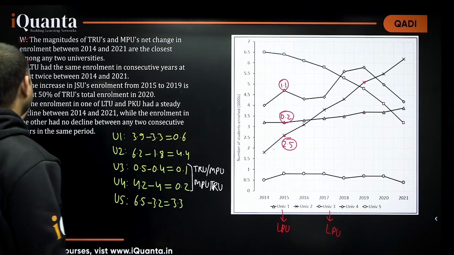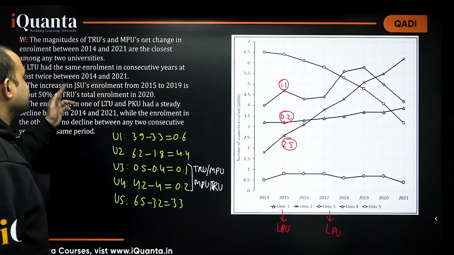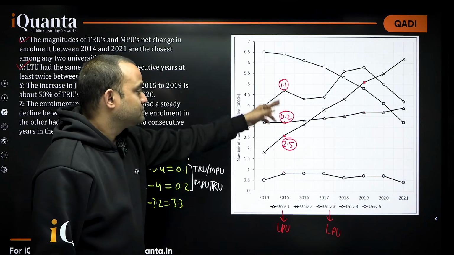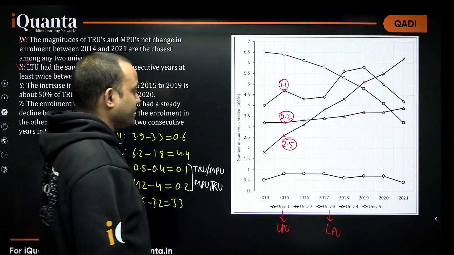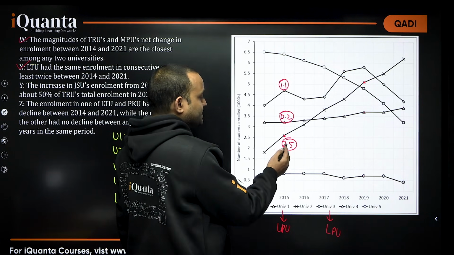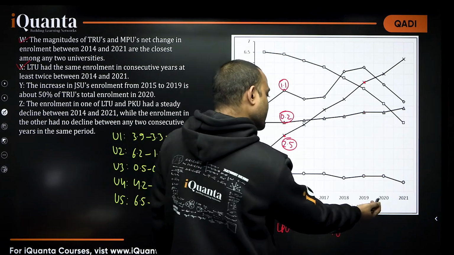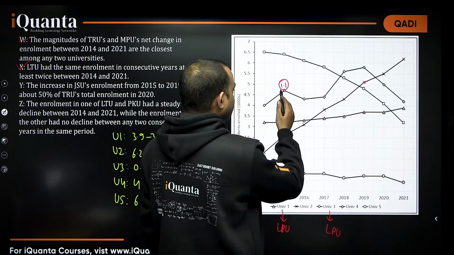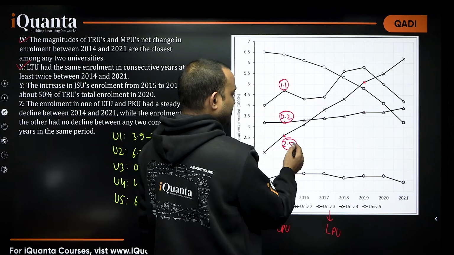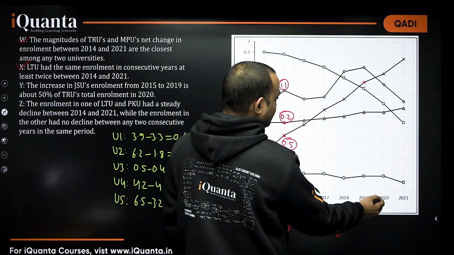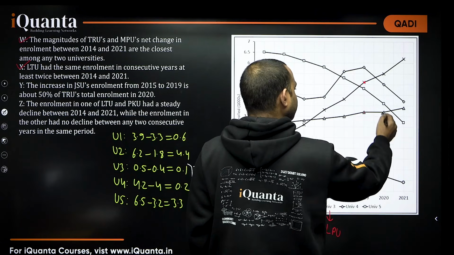And then we need to check the total enrollment in 2020 as well. Because the increase in JSU's enrollment from 2015 to 19 is about 50% of TRU's total enrollment in 2020, the total enrollment in 2020 is double of any of these values. So double of 0.2 is 0.4. Do we have 0.4 anywhere here? No. Double of 1.1 is 2.2. Do we have 2.2 in 2020? No. So only this is left, 2.5, and a double of that is 5. So in 2020, where do we have 5? This is 5.